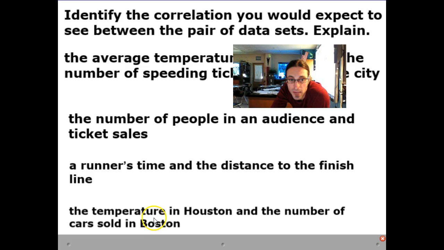Last example here, the temperature in Houston and the number of cars sold in Boston. Well, does Houston and Boston have anything in common? Shouldn't, so this would be another example of no correlation.